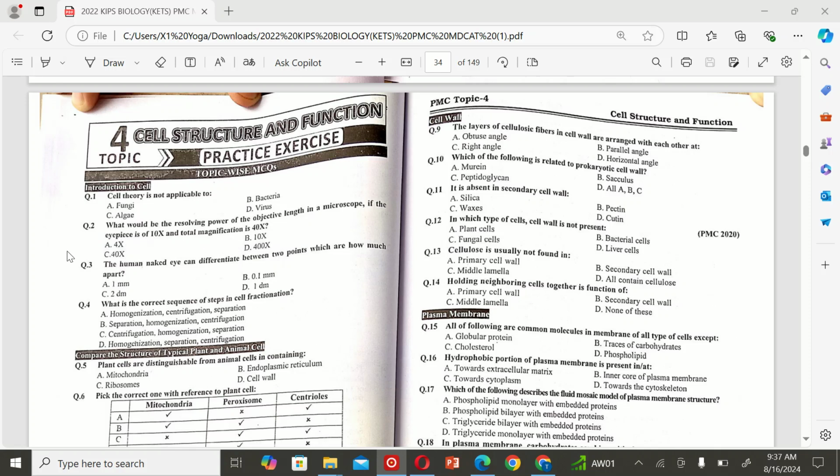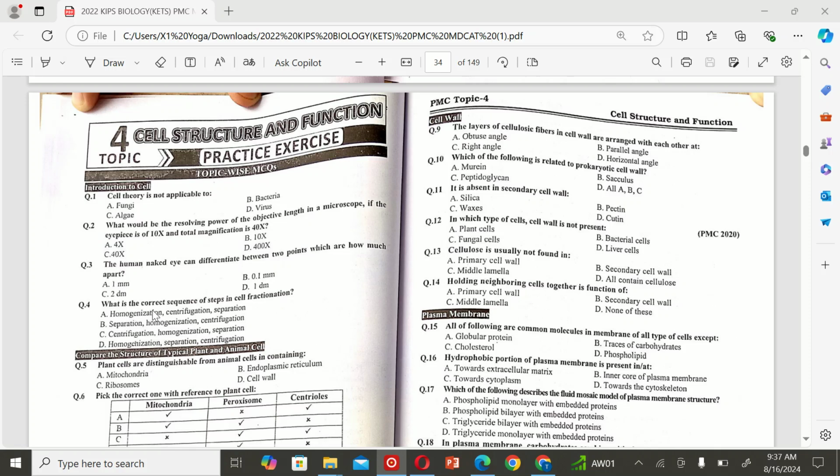The next MCQ is: the human naked eye can differentiate between 2 points which are how much apart? A. 1 mm, B. 0.1 mm, C. 2 dm, and D. 1 dm. So the correct option is A, 1 mm.